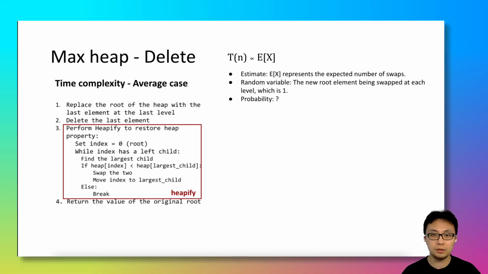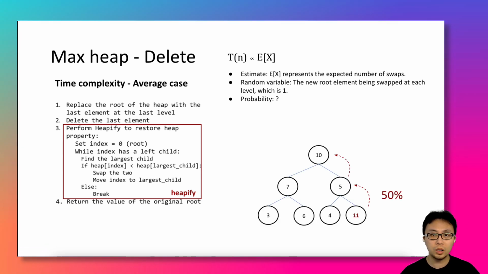The random variable for this expected number can be the event when the new root element is being swapped at each level. So that's a constant number 1. Well, of course, it may or may not happen. If it happens, that's a number 1. If it doesn't, that's 0.